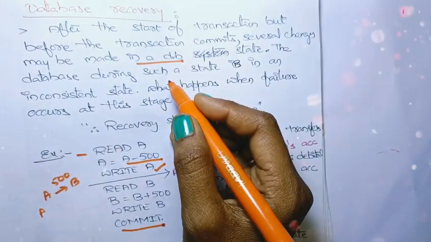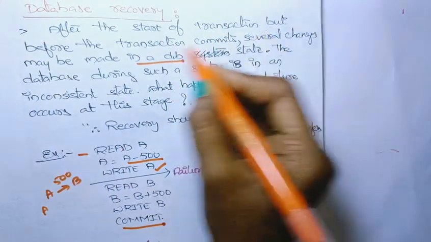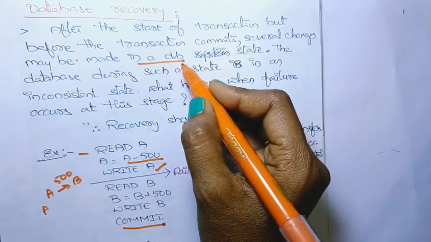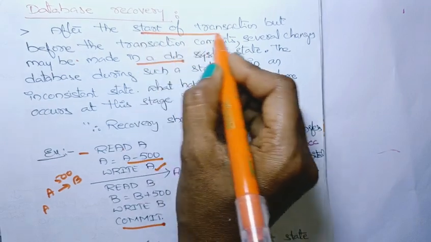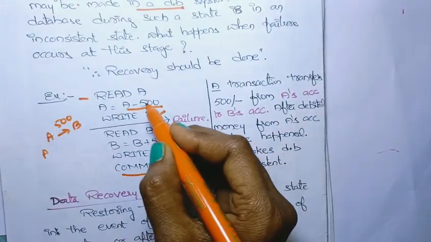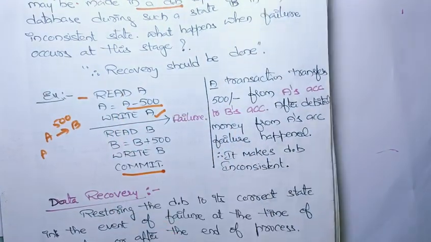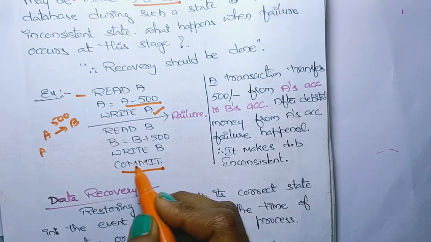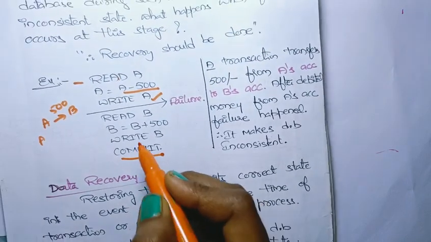Now we will see database recovery. After the start of a transaction, but before the transaction commits, several changes may be made in a database, which is nothing but the starting of the transaction. For example, here is one example I have taken for the transaction. Here we are transferring 500 rupees from A's account to B's account.